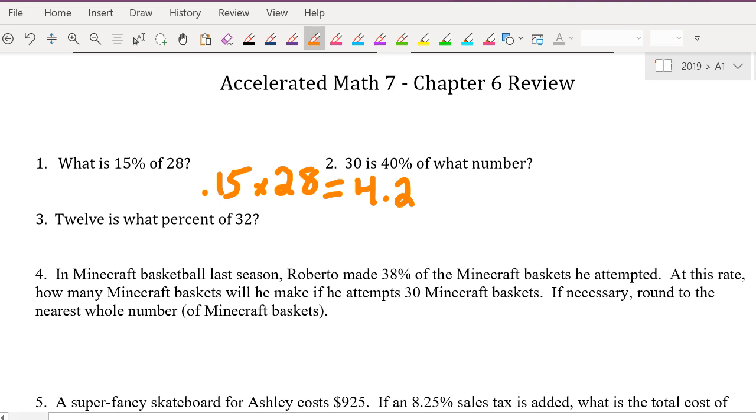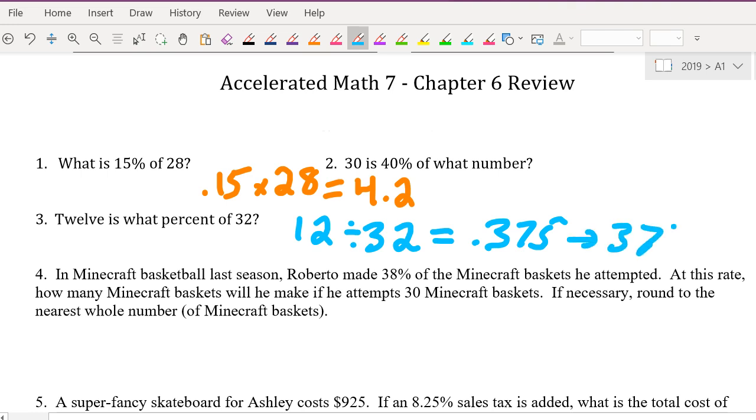You're exactly right. Number 3. So how do we do that? I know how to do it in proportion. Yeah, but what's the shortcut? 12 divided by 32. And what was that answer? 0.375, which we changed to a percent. Easy cheesy, it's 37.5%.